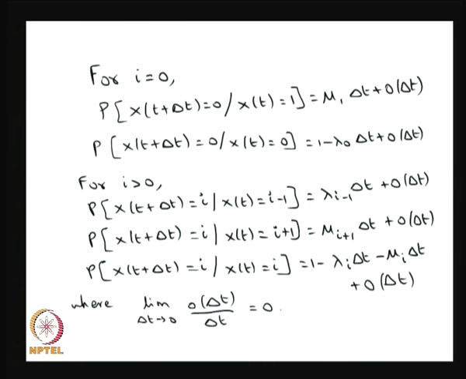this is the way the system is moving from one state to either one step forward, or one step backward, or stay where it is. So, these are the only 3 possibilities with these probabilities.